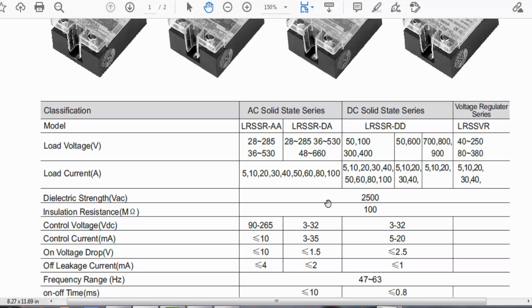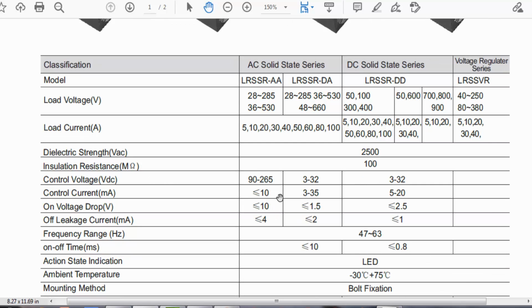Insulation between the primary side, input side, and output side, control side and output contact. So it has 2500 volt AC insulation, and the insulation resistance is in mega ohms, 100 mega ohms, very high resistance. Control voltage for AC, AA series, 90 to 265 volt, and DA series, 3 to 32 volt, and DC, 3 to 32 volt. And the current is 20 milliampere. That means it needs very little current to activate the control circuit.